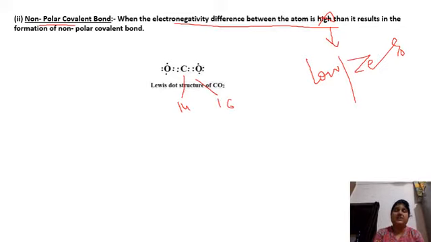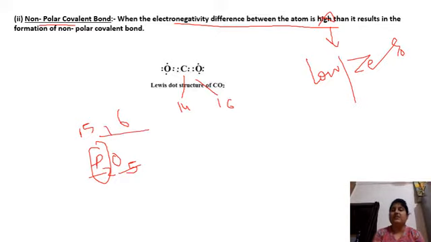Another example is P2O5. Phosphorus belongs to group 15, the nitrogen family, and oxygen belongs to group 16. So the electronegativity difference will be very less. So there is no charge over here, only sharing happens, so it does not require any pole and is termed as non-polar covalent.